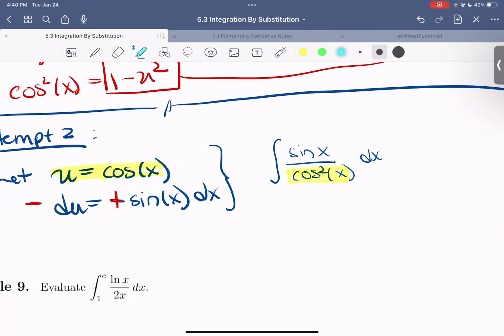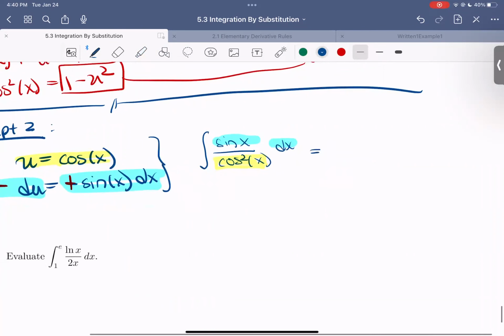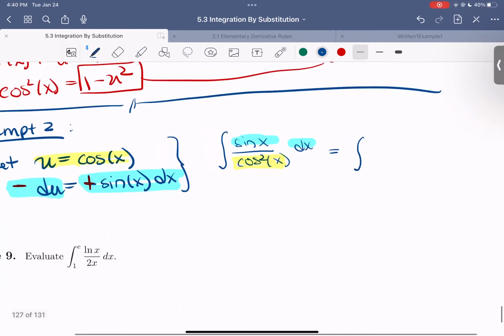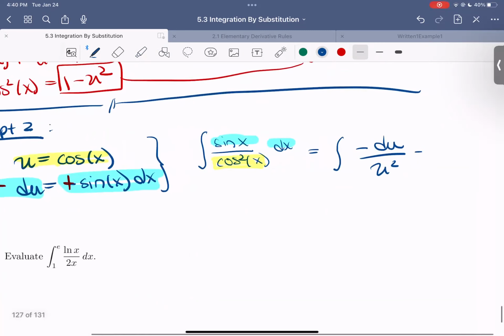And we see that we have a negative du in the numerator. So then this just becomes the integral of negative du over u squared, which is equal to negative integral of 1 over u squared du. Okay, not looking too bad now.